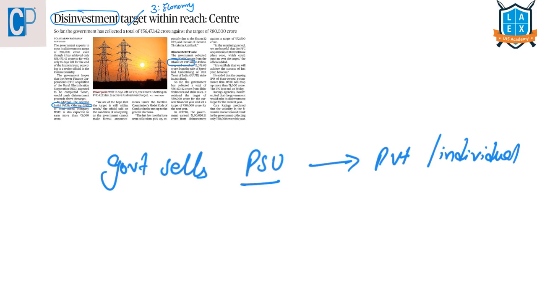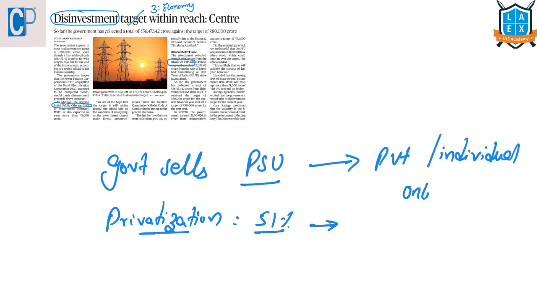Then what about a concept known as privatization? Here there is a difference. Privatization means the government will transfer nearly 51% of its shares to the private players, so that the ownership rights are no longer with the government. But in case of disinvestment, the government will sell only a part of its shares, less than 51%, so that the ownership and the management rights will remain with the government only.